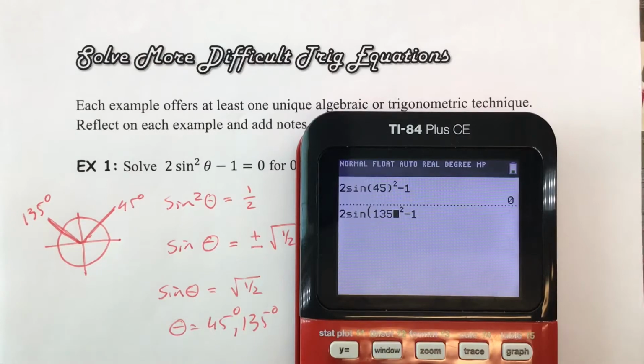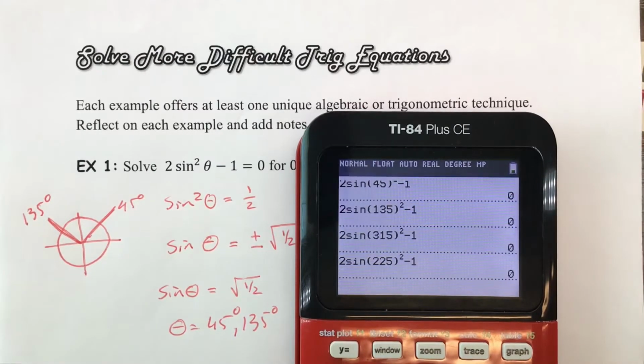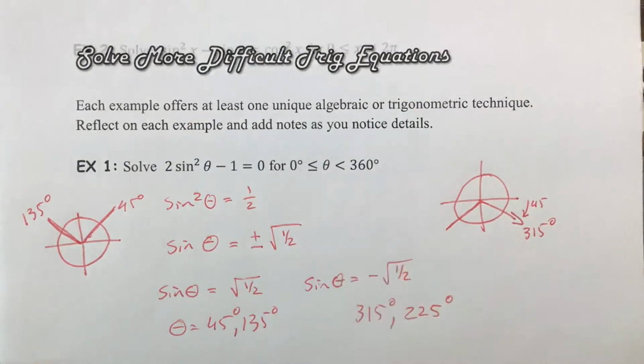135. Whoops, got too much there. All right, 135 also gives us 0. All right, and then we had 315 gives us 0. And last, we've got 225, which also gives us 0, and that will be all 4 of the answers that we get within that one period.